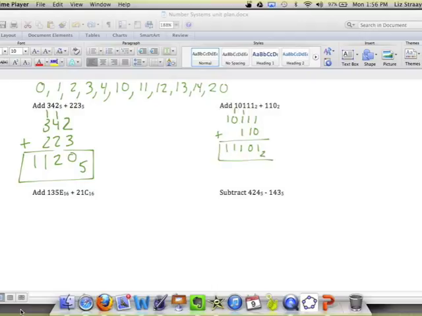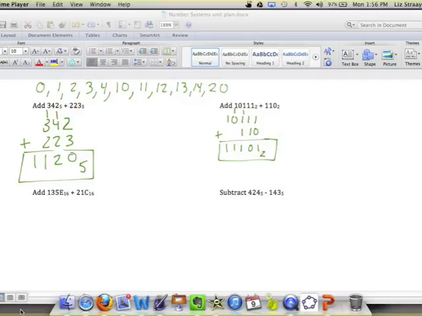Base 2. Because it's a 0, you just drop it. Oh, it becomes a 1 there. Wait, so 2 becomes a 1, 0, and then 3 becomes a 1, 1. Yep. And then what would 4 equal?